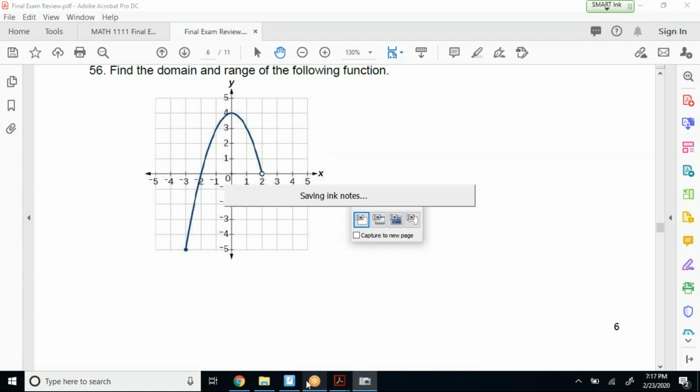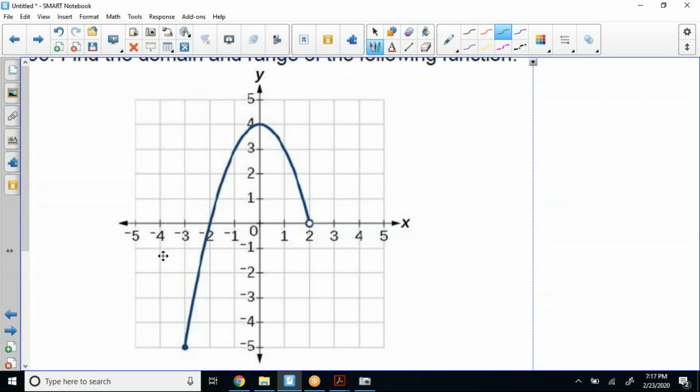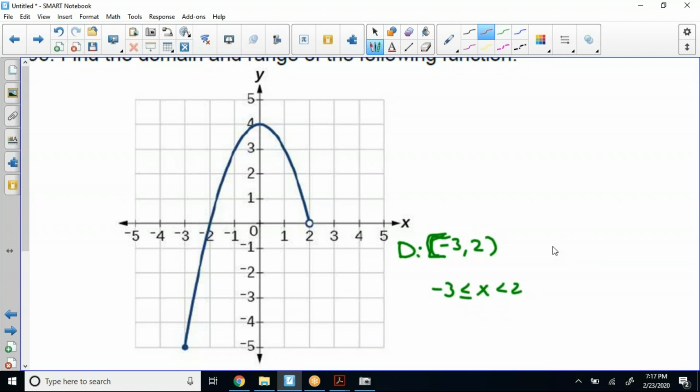So there we go. So the domain would be -3, 2, or it would be between this, right? Set notation, interval notation, right? It's a bracket. And then the range would be from -5. And it's always smallest to largest, right? Not bad, pretty good. Yeah.